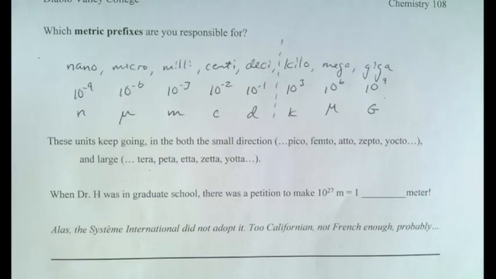So I'm sure the question you're most interested in is, which of these are you going to be responsible for knowing? And the answer is these 8. Those are the ones I'm going to hold you responsible for. Don't worry about any of the others. They do keep going, both in the small and large direction.